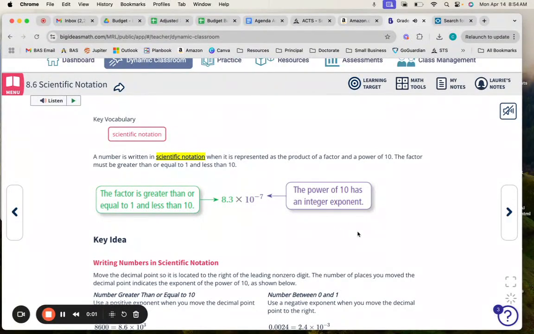All right, this is lesson 8.6, scientific notation. Make sure you're writing the vocabulary word. Somebody tell me, what is the definition of scientific notation?